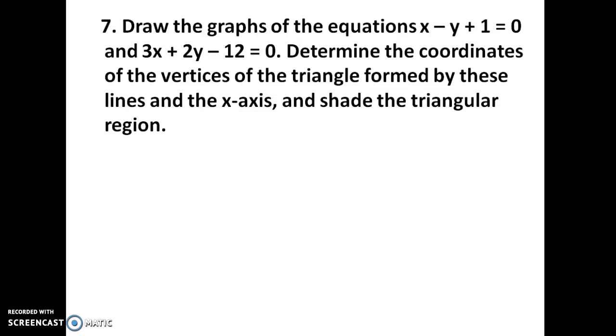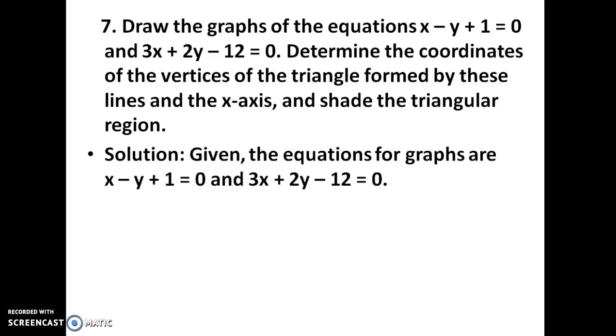We have to plot these equations on the graph, and these two will intersect and form one vertex, and one more side will be on the x-axis. Here in the question itself they have given the x-axis. So they will form a triangle. One vertex will be the intersection of the two lines and the other two vertices will be on the x-axis. So with this we can start this problem.